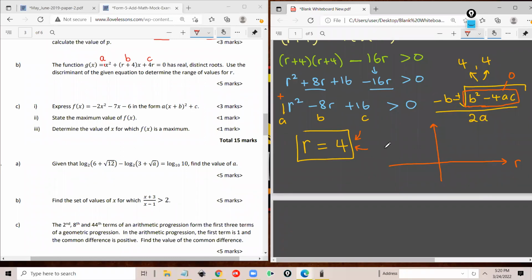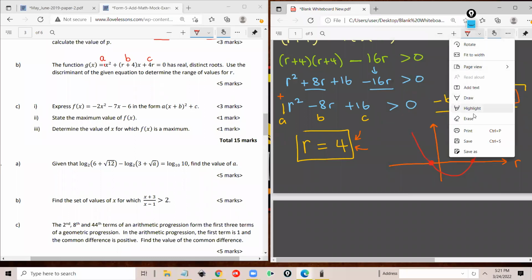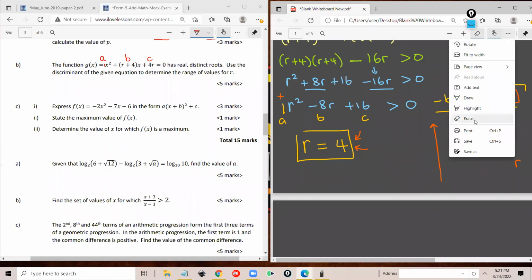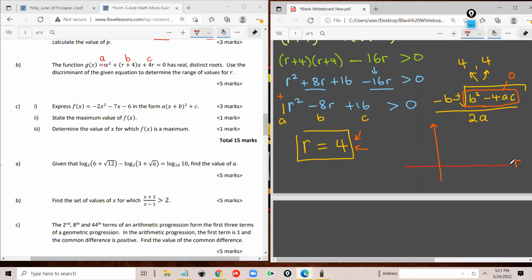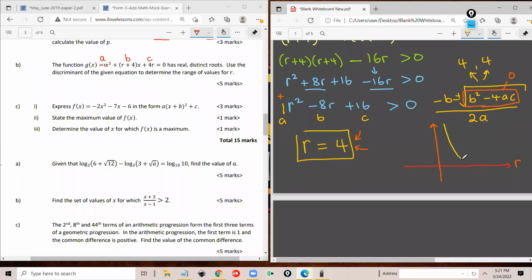Now, usually, a quadratic cuts the x-axis at how many places? At 2 places. But today, because when we solve for R, we got only one answer, that means this quadratic is a U-shaped graph, right? And it only what? Slices the x-axis at 1 point, okay? So it's actually going to look like this. It's a U-shaped graph, and it just touches the x-axis at how much?